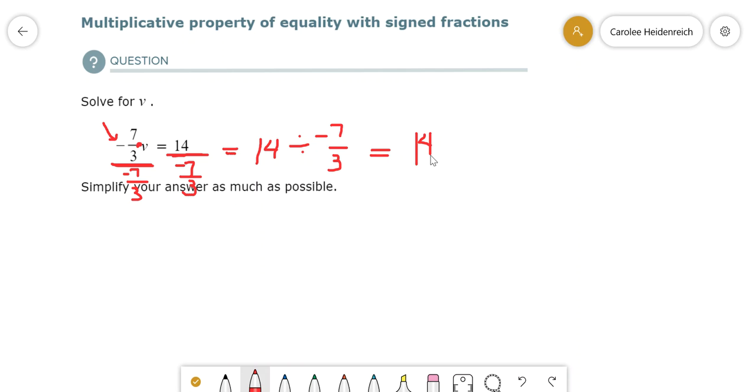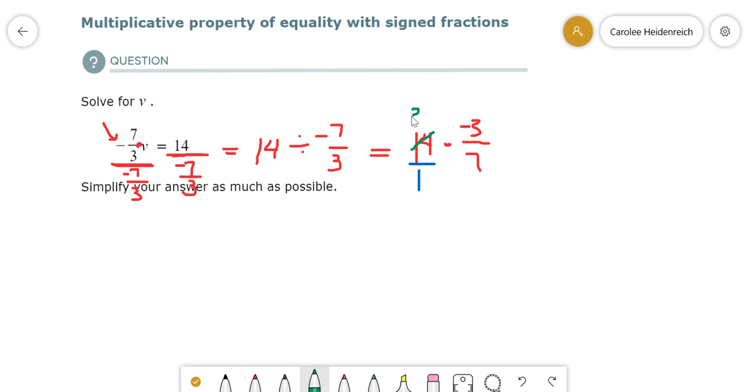So it's 14 times, I'm going to leave the negative sign in the numerator because I prefer to do that instead of moving it to the denominator, but it's going to be negative 3/7 now. I'm going to put that 14/1 to make it look a little bit more comfortable. And then I prefer to divide out ahead of time. I see this 14 and this 7. One's in the numerator, one's in the denominator. So I'm going to divide both of those by 7.